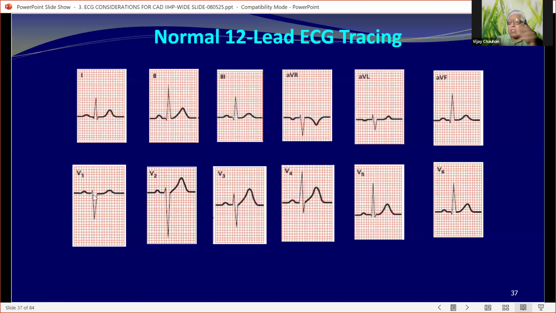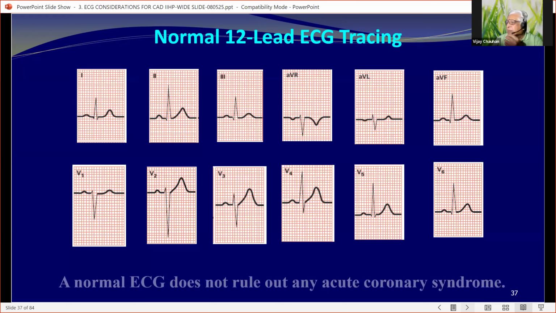So there is a transition. In transition, this small R wave becomes bigger and becomes biggest in V6. And here you will see the S wave, which was the strongest and biggest wave in V1, almost vanishes in V6. So this is a normal 12 lead ECG: lead 1, lead 2, lead 3, AVR, AVL, AVF, V1, V2, V3, V4, V5, V6.